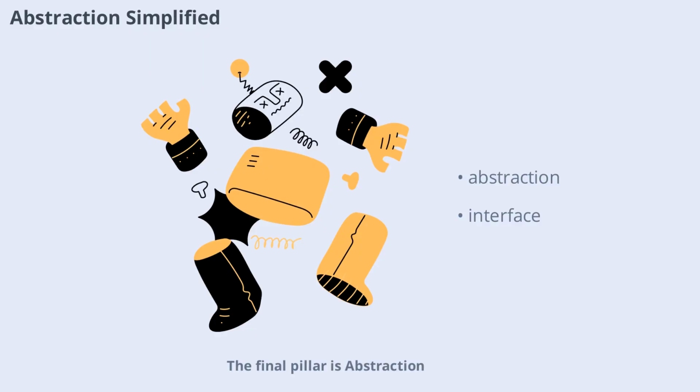The final pillar is abstraction. Abstraction means hiding unnecessary details and exposing only what users need to interact with. Think about driving a car. You use the steering wheel, accelerator, and brakes, but you don't need to know how the engine works. In software, abstraction provides simple interfaces while hiding complex implementation details, making systems easier to use and understand.